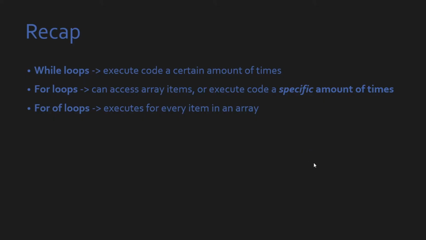While loops can execute code a certain amount of times until the condition is false. For loops can access array items or execute code a specific amount of times, but their syntax is not as good or clean as other loops, in my opinion. For of loops can execute for every item in an array, and the item variable is changed upon each execution, and that's it.